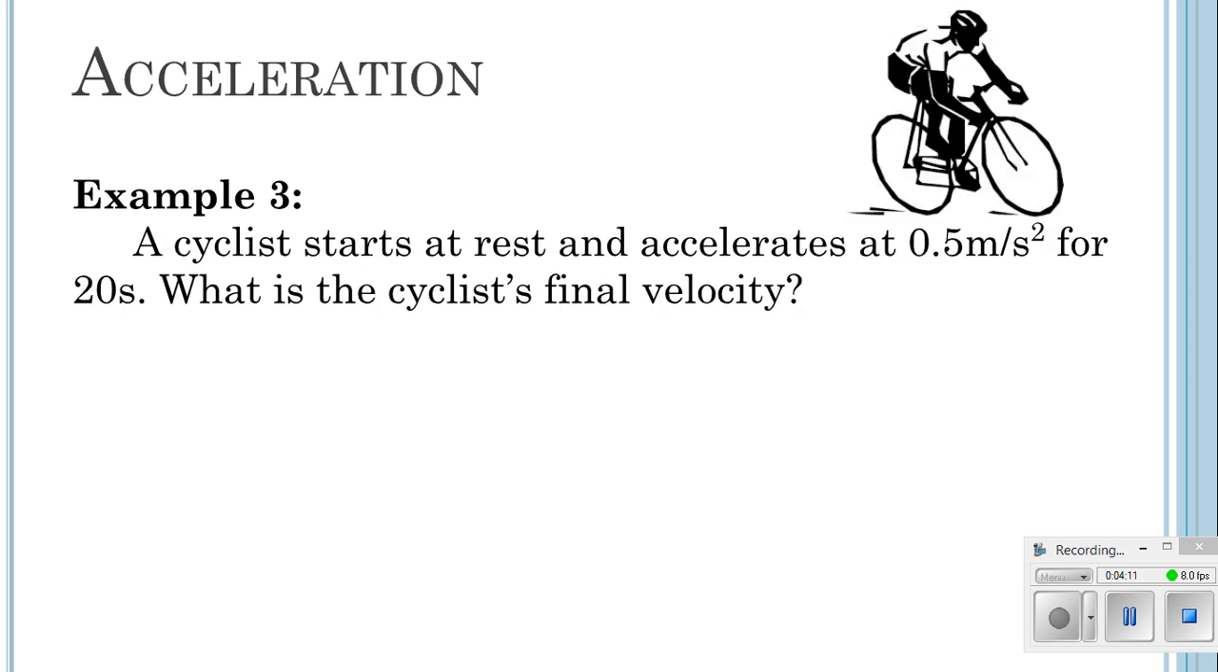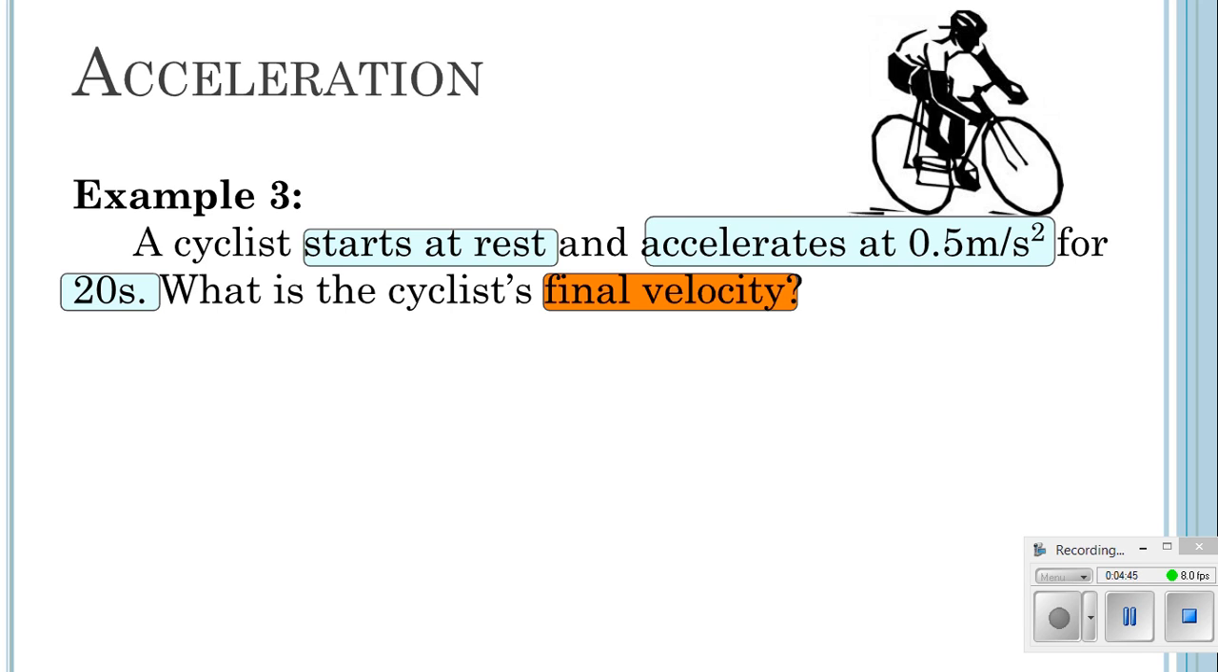Example 3. A cyclist starts at rest and accelerates at 0.5 meters per second squared for 20 seconds. What is the cyclist's final velocity? Alright, so we're going to go through. What are we given? We start at rest. That means we're starting with nothing happening, so we have no velocity. We accelerate at 0.5 meters per second squared for 20 seconds. What are we looking for? We're looking for the final velocity.